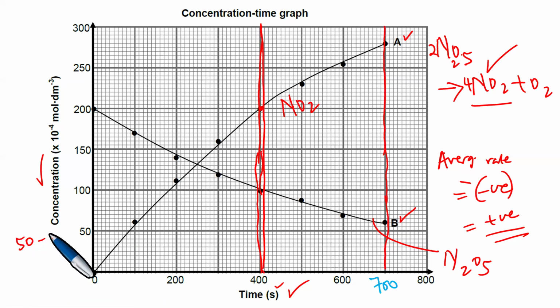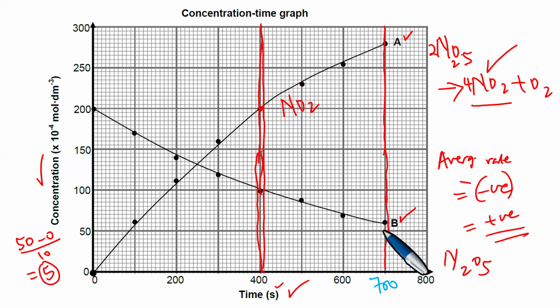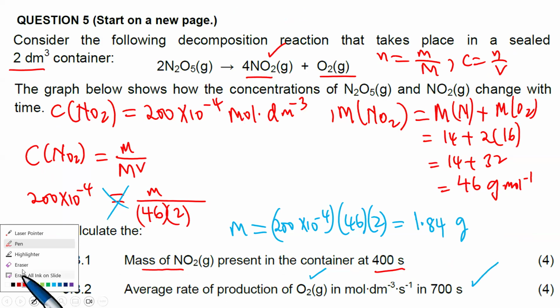You can say 50 minus 0, divided by 10 to get the step. So 50 divided by 10 is 5, meaning each of these is 5, 5, 5, 5, 5. So when you get to 50 here, if you check very carefully, it is exactly at 1, 2. Meaning it's 10 more than 50, giving us 60.